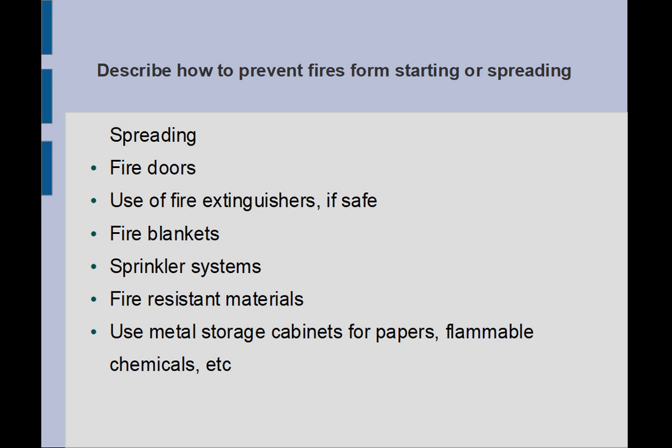And then another one I believe I've mentioned in part 1, if you've seen that, is using metal storage cabinets for papers or flammable chemicals. The paper would obviously be a fuel for a fire. Having it stored in a metal cabinet would prevent the fire, or slow down at least the fire from getting to that fuel. And if it's slowed down, it can't add to the flames and add to the danger. It's also useful for saving your documents. I believe it's usually recommended that you keep any really important documents like passports or birth certificates in a fireproof metal box, just in case.